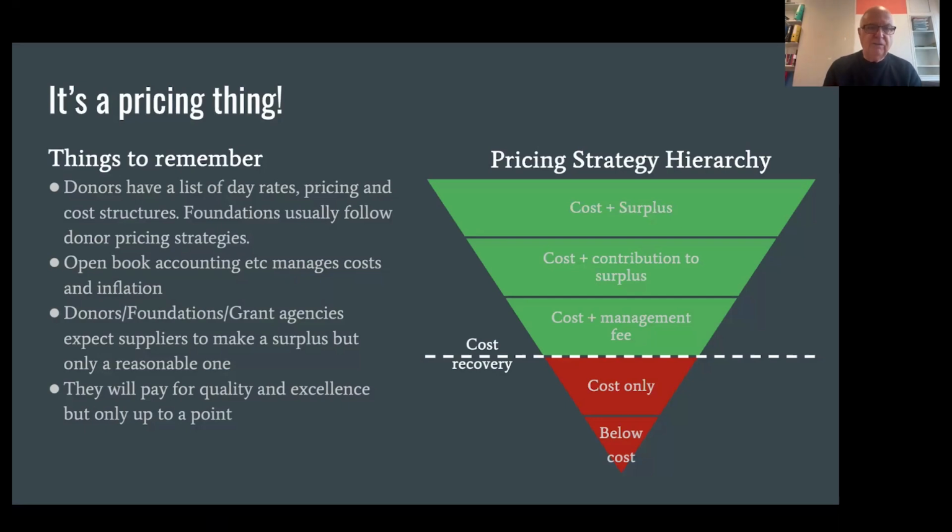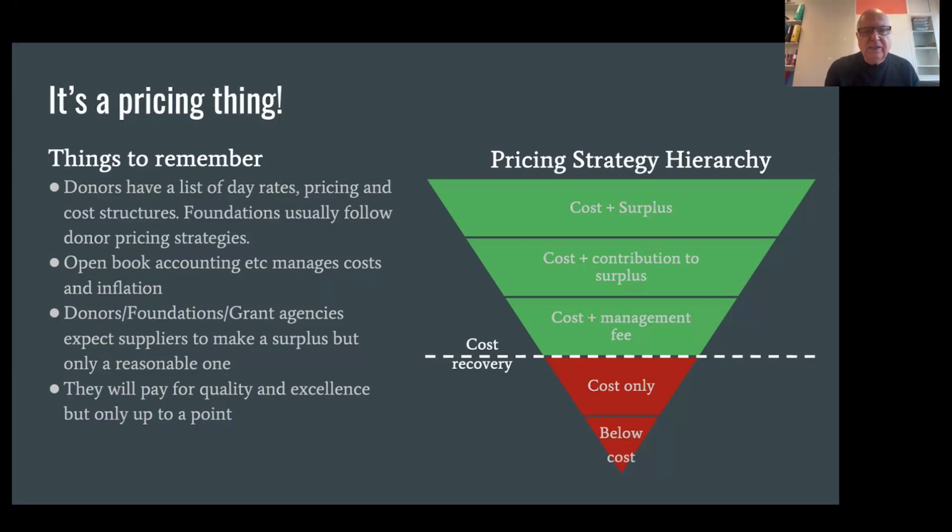Now, a lot of donors have a list of day rates, and a lot of grantees and grant organization foundations would normally say, if you're going to do this and it costs 300 staff days, we have a range of pricing for that. Most donors and foundations, most grant agencies expect people who provide the service to make a surplus. And the normal surplus is between 8 to 12%. And they will pay for quality, but they will not pay for excessive price. So getting the pricing right really matters.